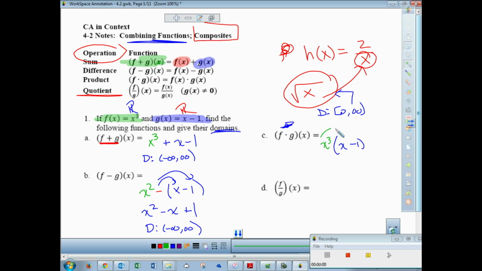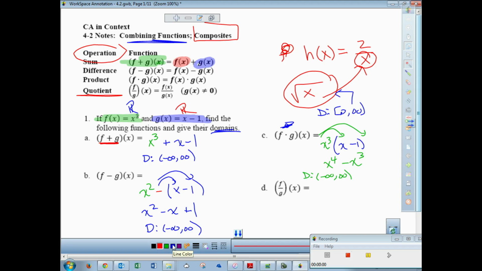I will do that. Do a little distributive property. x cubed times x is x to the fourth minus x cubed. Again, domain, I was allowed everything to start with. Now look at this. Am I still allowed everything? Yeah, there's no x's downstairs anymore, and there's no even roots.